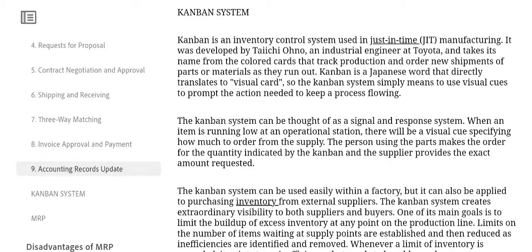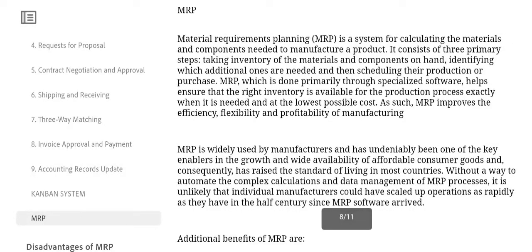Okay. After that, we are going to see about the MRP. Now this is not the maximum retail price. This is the material requirement planning. Now this system is for calculating the materials and components needed to manufacture the product. It consists of three primary steps: taking inventory of the material and components on hand, identifying which additional ones are needed, and then scheduling their production or purchase.